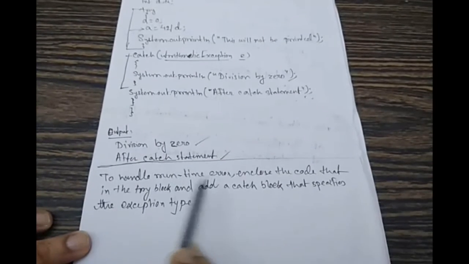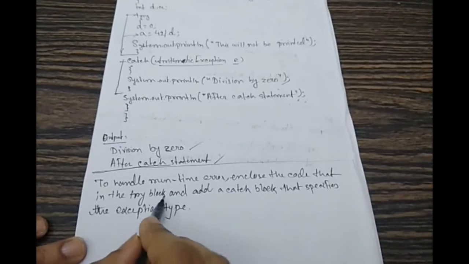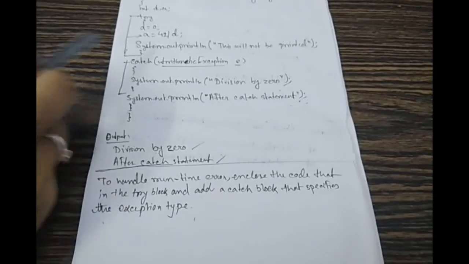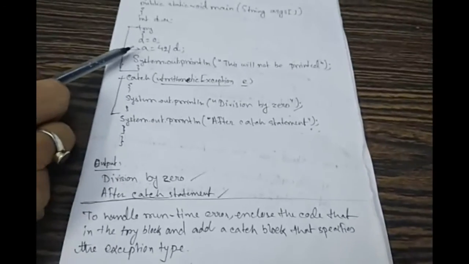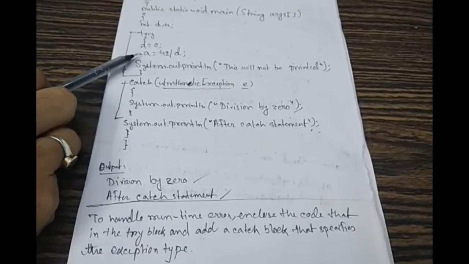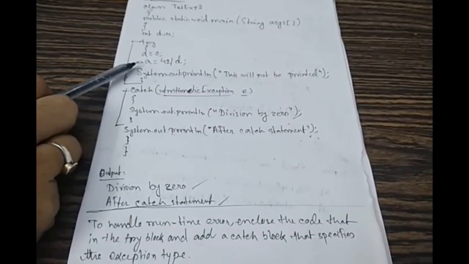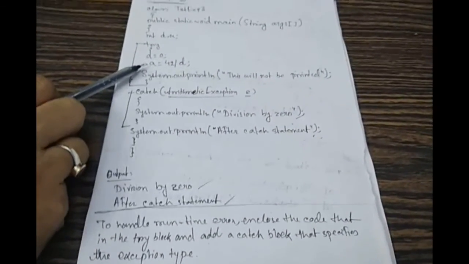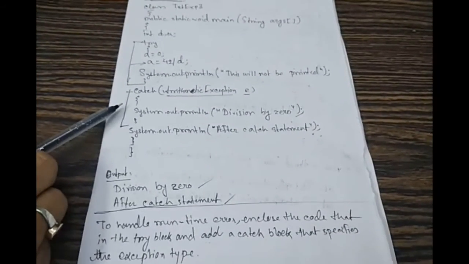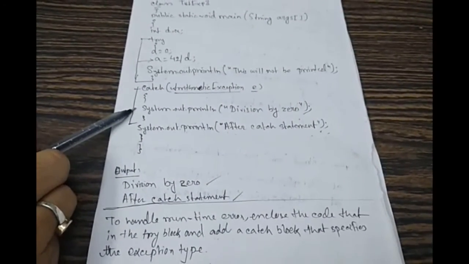So to handle runtime error, we enclose the code that is in the try block and add a catch block that specifies the exception type. So here a division by 0 error occurs, that is obviously a runtime error, and that will lead to an arithmetic exception. And whenever there is an arithmetic exception or like exceptions, the statements which can cause exception we write into the try block and we handle it using catch block, giving some appropriate exception type and some message.